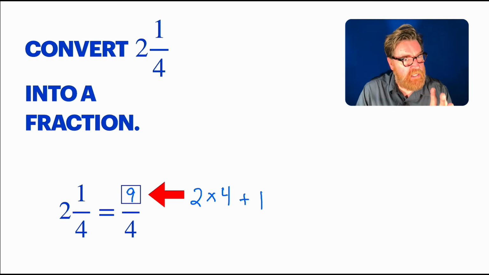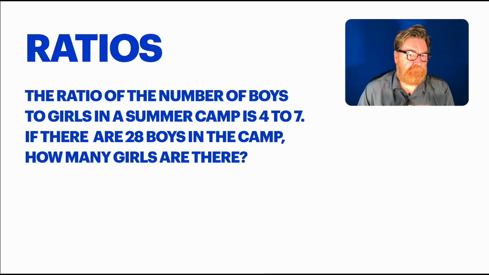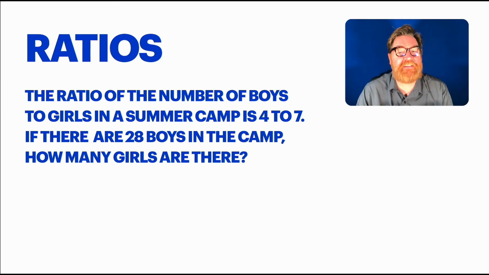All right, before we take off today, I got one last thing, and it's a really super important application of fractions. Ratios. Here's a problem. The ratio of the number of boys to number of girls in a summer camp is 4 to 7. Summer camp. If there are 28 boys in the camp, how many girls are there?